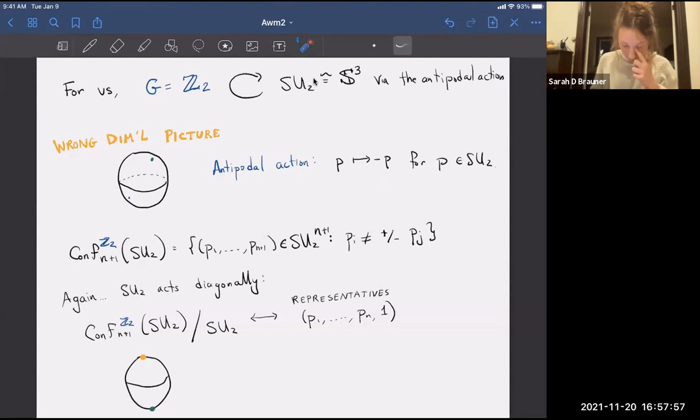Okay, and again, I'm going to think about the orbit configuration space of SU2, which is defined as: I take n plus one points in SU2, and I require that Pi is not equal to plus or minus Pj. But again, because SU2 is a group, I can mod out by my diagonal action. And so now my representatives of the space are going to be P1 through Pn, where I require Pi is not equal to plus or minus Pj, and not equal to plus or minus 1. So now I'm picking points. I'm not allowed to pick the North Pole or the South Pole, and I'm picking points on the sphere where if I pick this point, I can't pick its antipode as well.